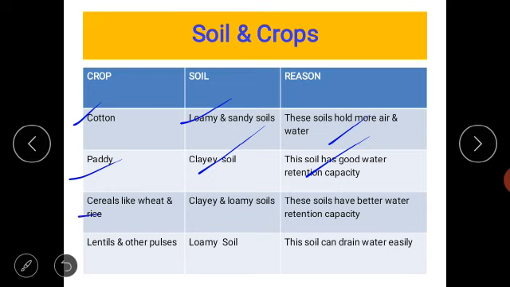Cereals like wheat and rice can grow in clay soil and also loamy soil. These soils have better water retention capacity, so depending upon that, crops grow over there. Lentils and other pulses grow in loamy soil, and this soil is always a good soil for crops. So easily lentils and other pulses can grow in loamy soil.